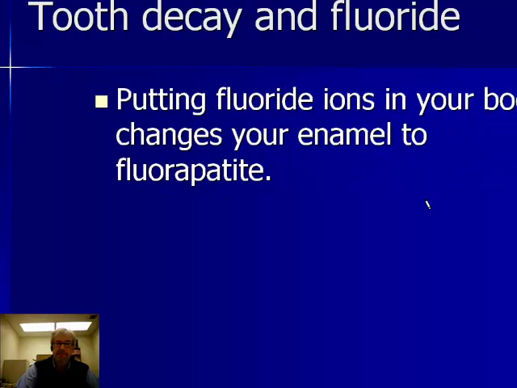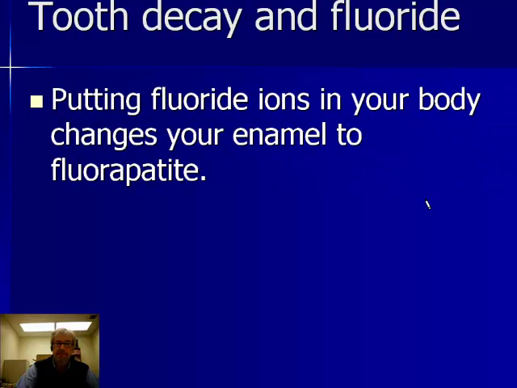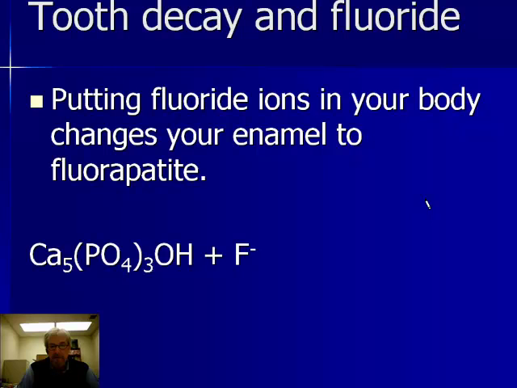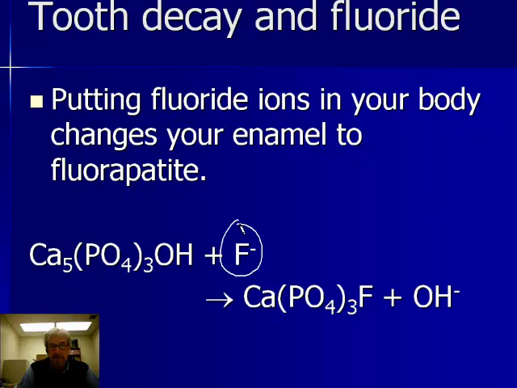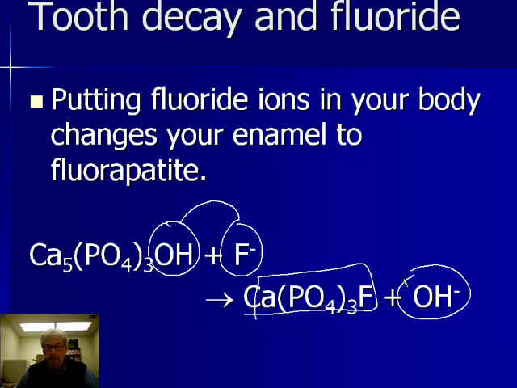In about the early 1960s, a dentist figured out that putting fluoride ions into your body changes your enamel to another mineral. It's no longer hydroxyapatite. It's something called fluorapatite. And this is the reaction that causes that to happen. Fluoride ions that will be in your body will replace the hydroxide ions and give you this new mineral. This is the fluorapatite, and loose hydroxide ions.